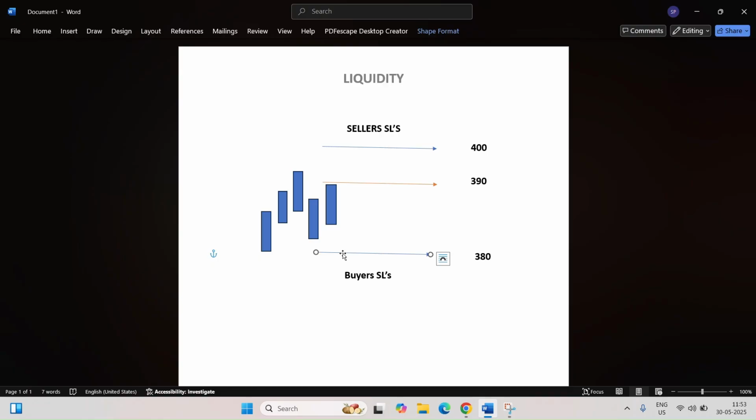You need to find who the market is trapping, and you have to bet on that side. Suppose the market is trying to hunt the SLs of the buyers, then you have to go for the short side. If the market is trying to hit the SLs of sellers, then you have to go long. Now let's look at how you will use it to find high probability breakout and breakdown setups.